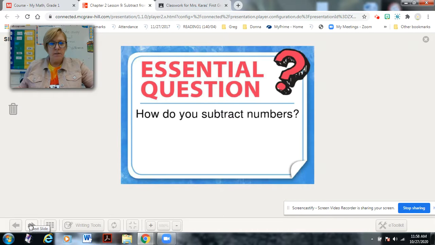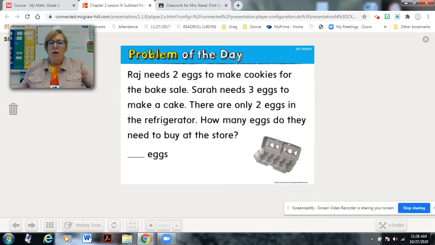Okay. Let's do a little warm up. All right, so Raj needs 2 eggs to make cookies for the bake sale. Sarah needs 3 eggs to make a cake. There are only 2 eggs in the refrigerator. How many eggs do they need to buy at the store?